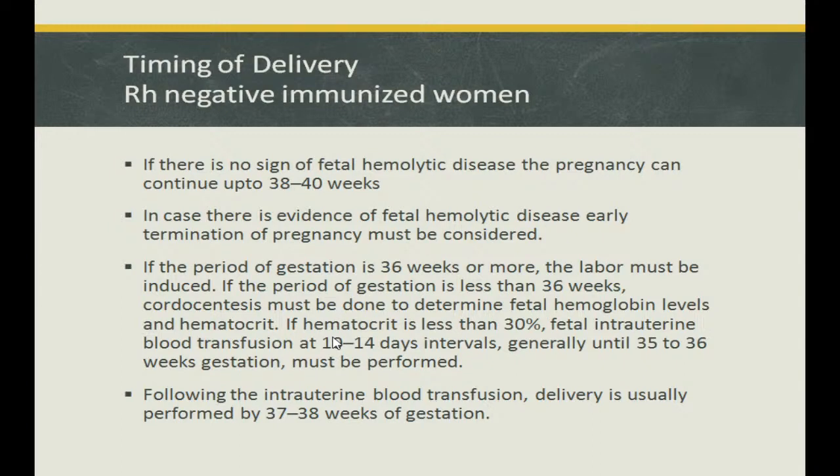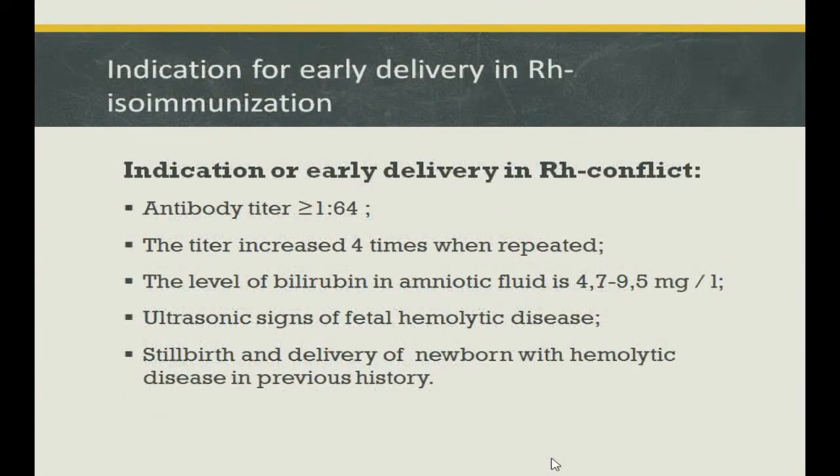If the period of gestation is 36 weeks or more, the labor must be induced. If the period of gestation is less than 36 weeks, chordocentesis might be done to determine fetal hemoglobin level and hematocrit. If hematocrit is less than 30%, fetal intrauterine blood transfusion, we already told about it, at 10 to 14 day intervals had to be done until 34 or 36 weeks when the fetus is more viable. Following the intrauterine blood transfusion, delivery is usually performed at 37 weeks gestation.